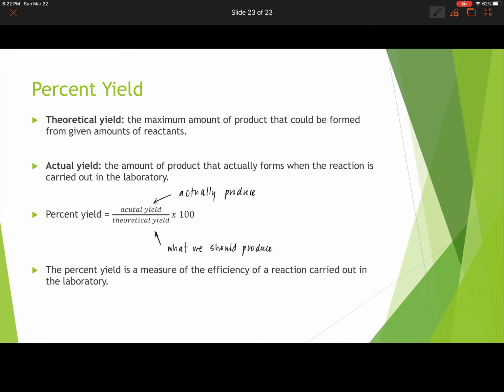The last thing that I wanted to talk about today was percent yield. Whenever we're doing reactions in a lab, we have a theoretical yield. So the maximum amount of product that can be formed from given amounts of reactant, right? So if you have 10 slices of bread and you have 5 pieces of cheese, you theoretically can make 5 grilled cheese sandwiches. I'm just posing a problem.